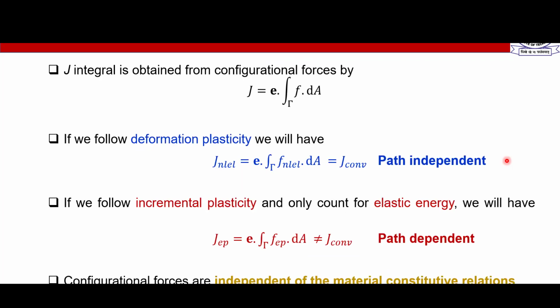So, this I already explained: when you take all the energy, then this is equal to the conventional J integral, and it is path independent. And when you only take elastic strain energy, which you should, then it is not equal to conventional J, and it is path dependent. Now the question comes: if I'm taking four paths, four contours, which of the contours should tell me the value of the crack driving force? Because it will become path dependent.